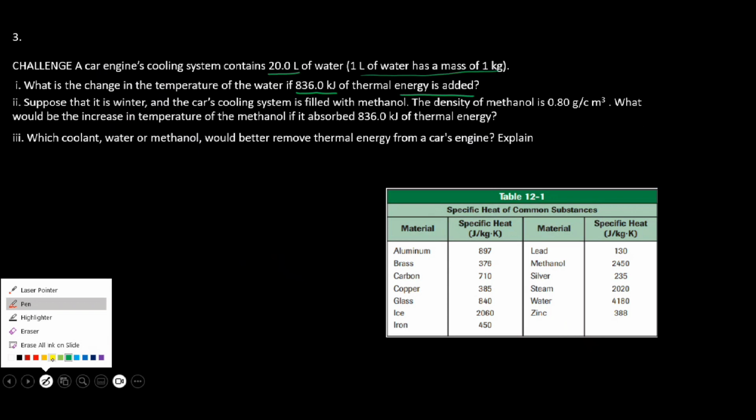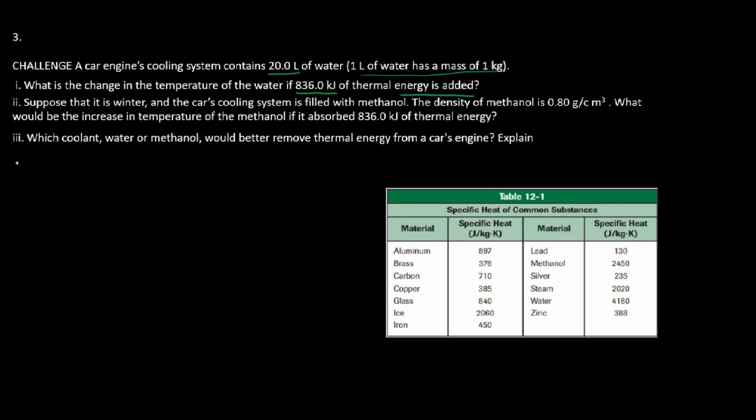I will first write down what is given to me. They have given me 20 liter of water. So 20 liter is the volume of water, which is 20.0 liter. And question says that 1 liter of water has a mass of 1 kilogram. That means 20 liter of water will have a mass of 20 kilogram. If 1 liter is equivalent to 1 kilogram, then 20 liter will be equal to 20 kilogram.